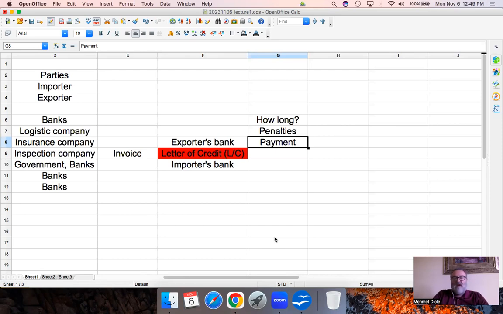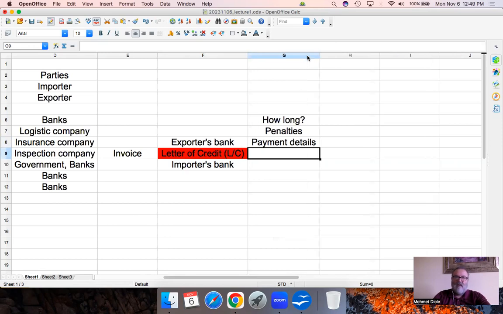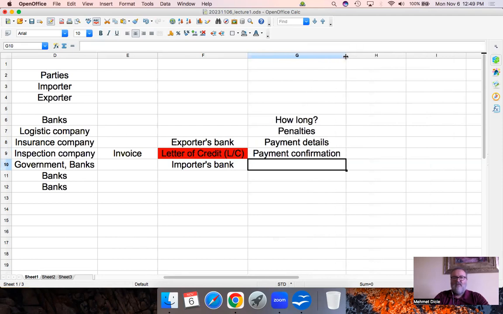So then we now need to talk about how we can have a confirmation of payment. So right here, I need to actually change this, and instead of saying payment, perhaps I should say payment details, and then payment confirmation. The payment details relate to when, and most of the time this is the major issue, and the payment confirmation is who. And so, what do we mean by payment details, when?